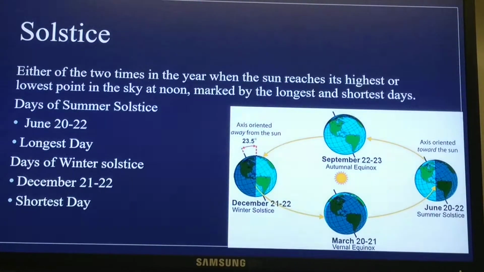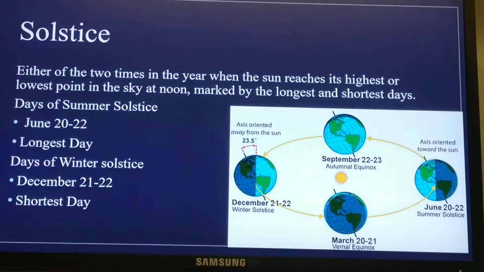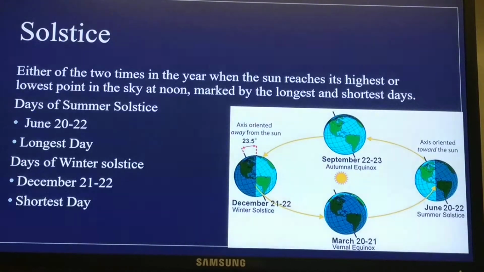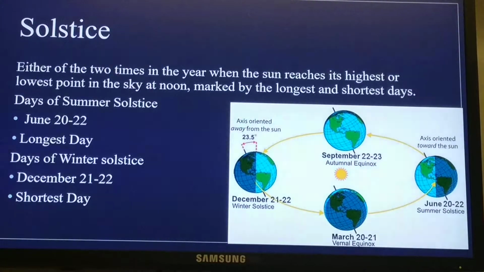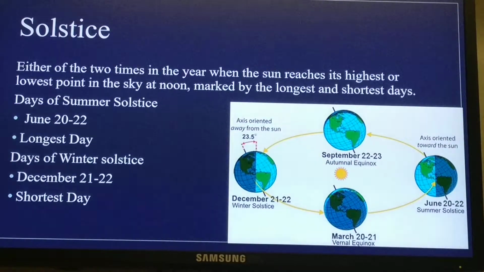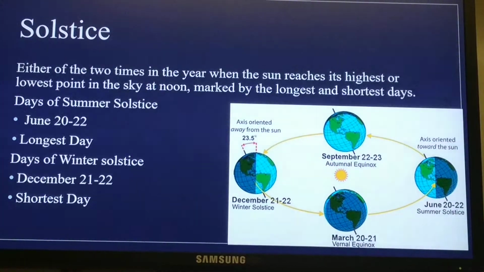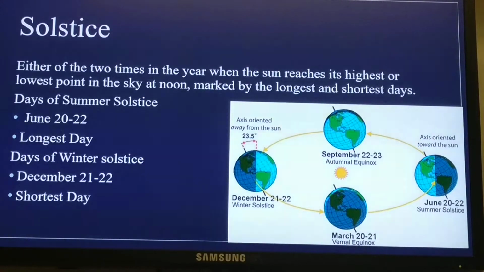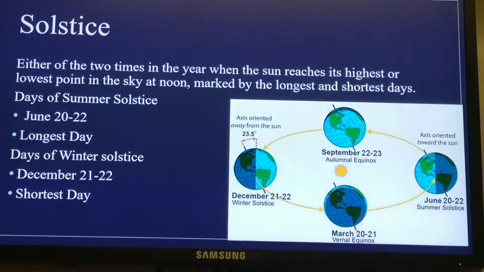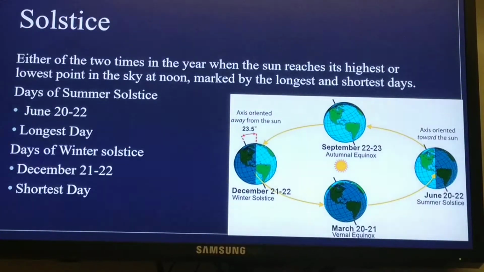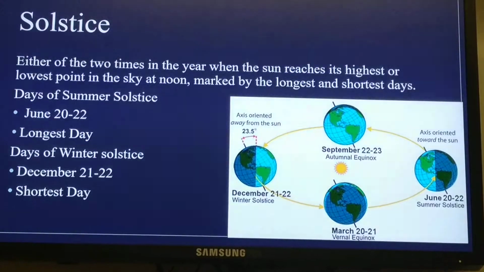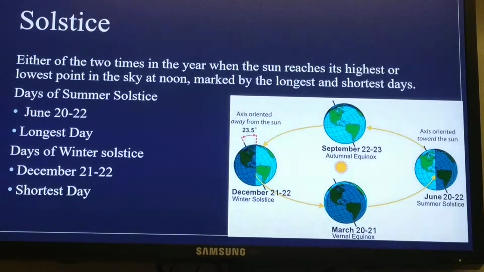Solstice. Either of the 2 times in a year when the sun reaches its highest or lowest point in the sky at noon, marked by the longest and shortest days. The summer solstice is June 20th to 22nd, and it's the longest day. The days depend on what part of the world you're living in, and the winter solstice is either December 21st or 22nd, which is the shortest day of the year.